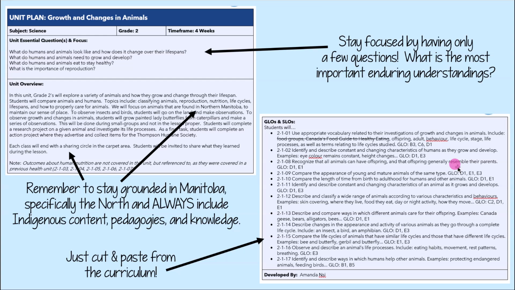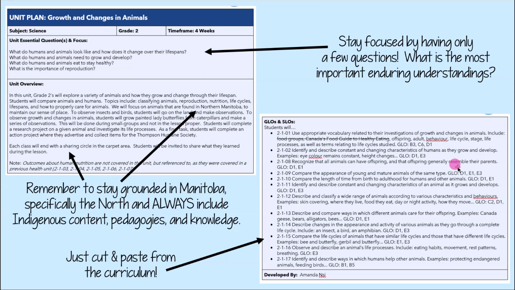So the curriculum doesn't say you must do caribou and moose and bears, and I could literally do giraffes. It would still fit. But giraffes are not found in northern Manitoba, and I want to make it as close to realistic for them as I can. And so that's why I did that. So this is how you're getting the Indigenous perspectives, content, pedagogies, and knowledge into it.